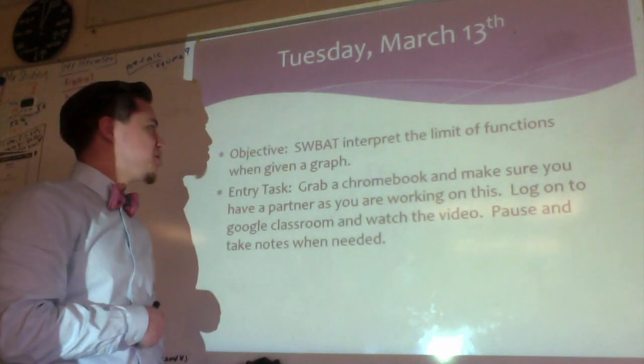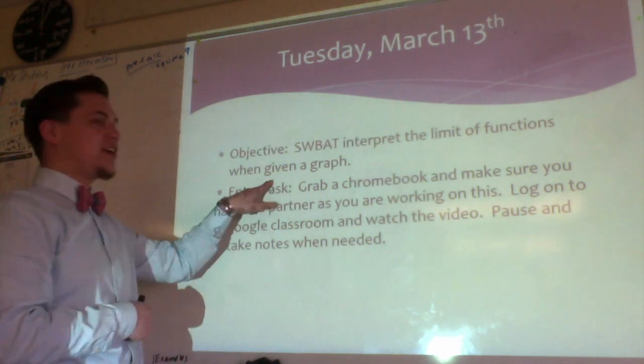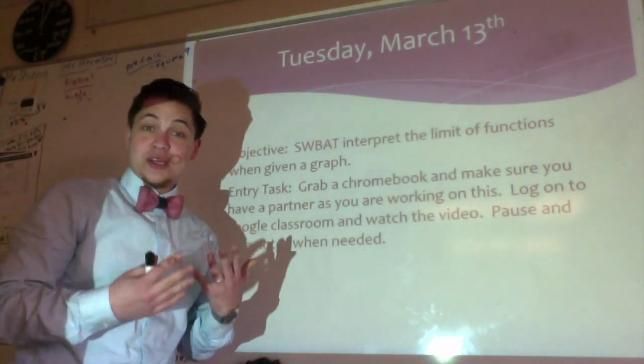Objective is students will be able to interpret the limit of functions when given a graph. So when given a graph, we can interpret the limits.